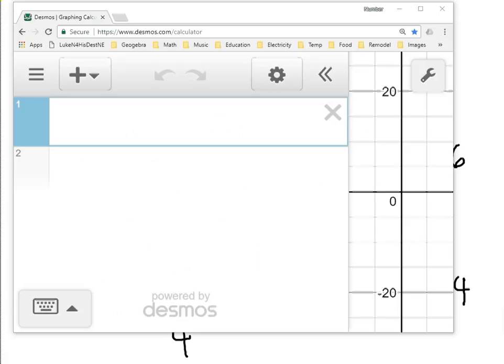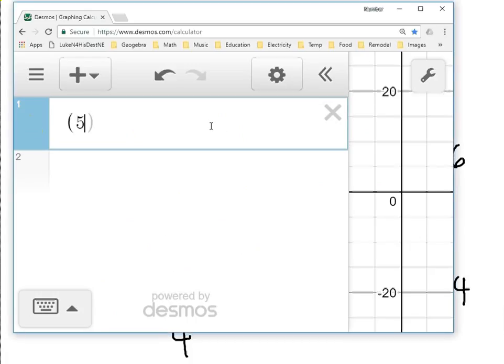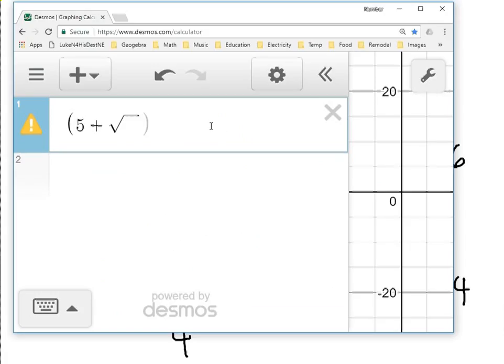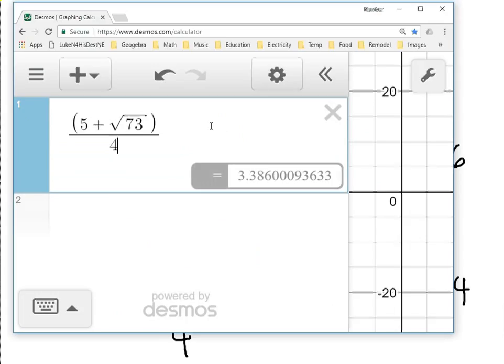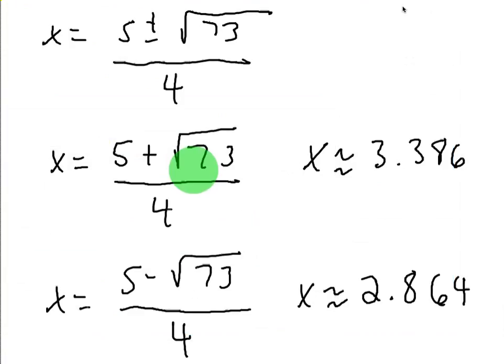So Desmos calculator, like to use that one. Because the top involves 2 terms, I'm going to put in parentheses, 5 plus, and you can actually type in SQRT, it gives you the square root. 5 plus the square root of 73, and then outside of the parentheses I'm going to divide by 4. It's going to give me 3.38. How handy. You can do the same thing with minus, just to get 2 different decimal values back, so that when you go to graph it, you'd be able to figure out kind of where those asymptotes go.